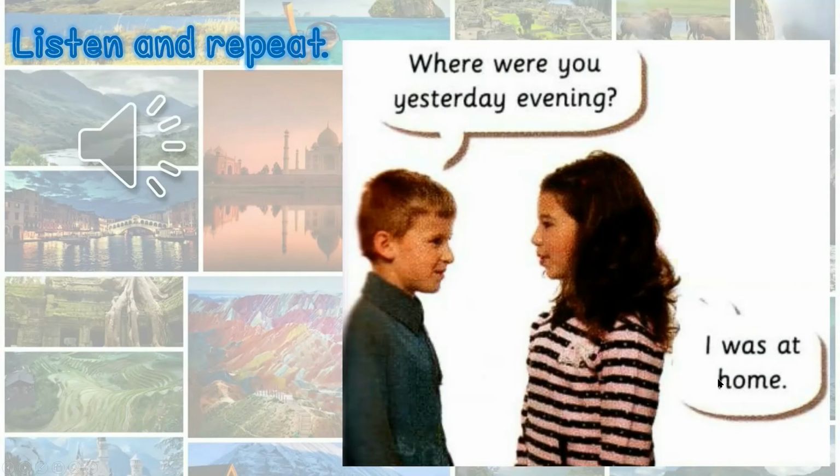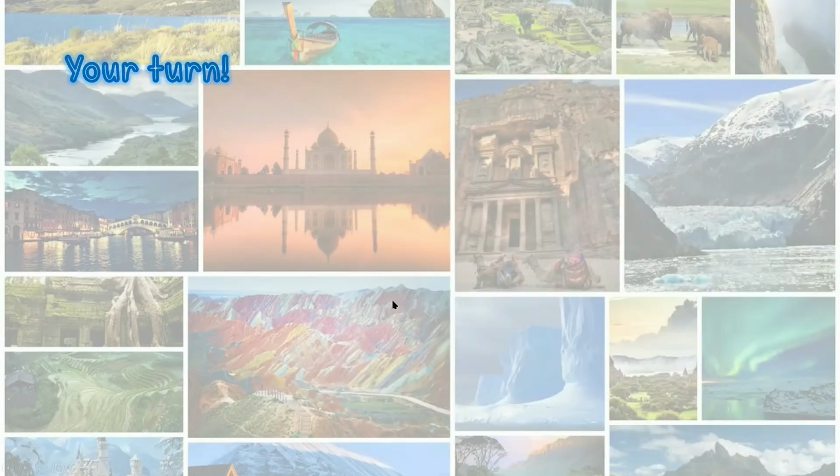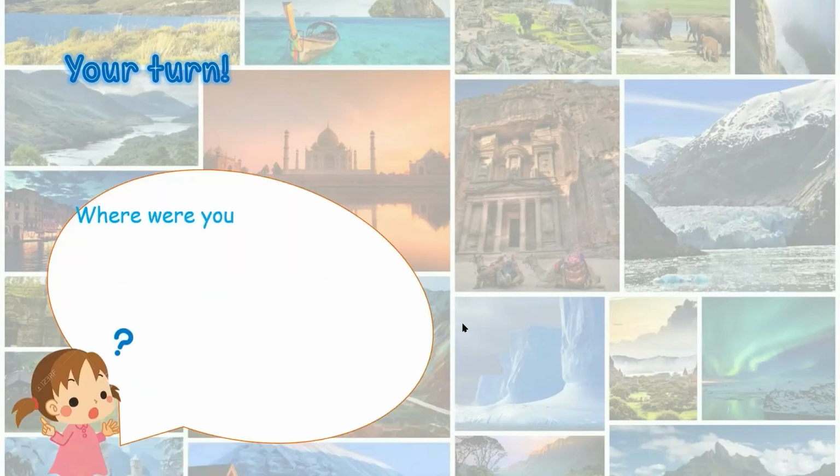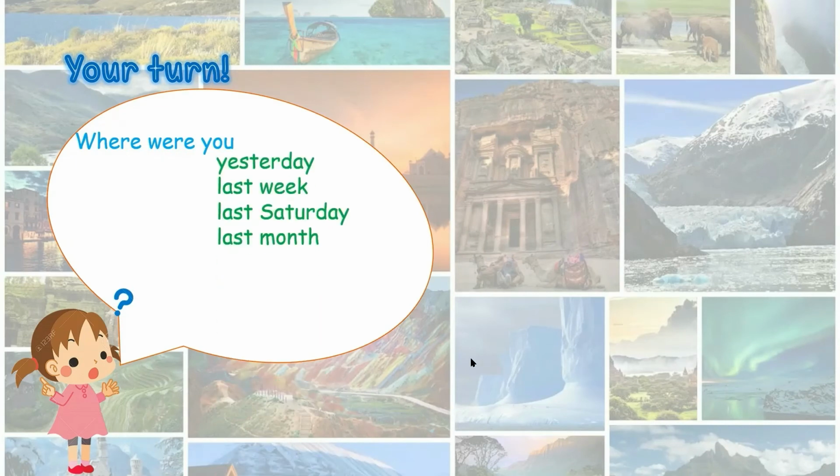Now, let's listen to this exchange. Where were you yesterday evening? I was at home. Now, repeat after me. Where were you yesterday evening? I was at home. Now, it is your turn to practice that exchange. You will take turn to ask your friend where they were, like this. Where were you the day, yesterday, last week, last Saturday, last month? And the time, morning, afternoon, evening, night.